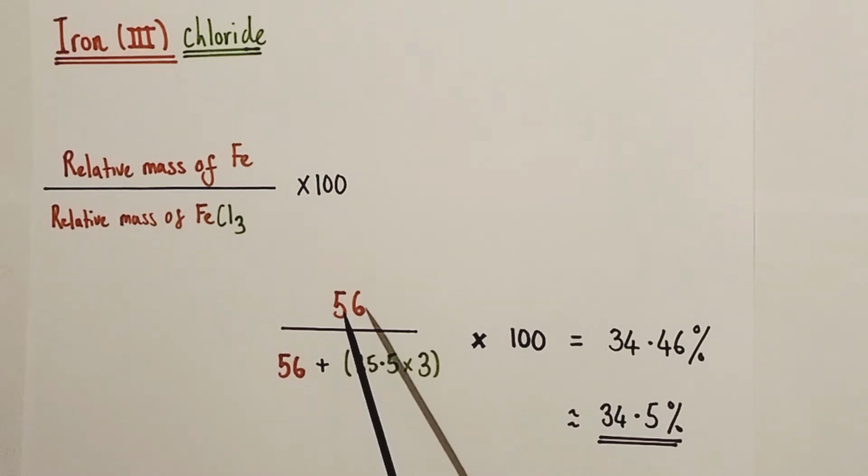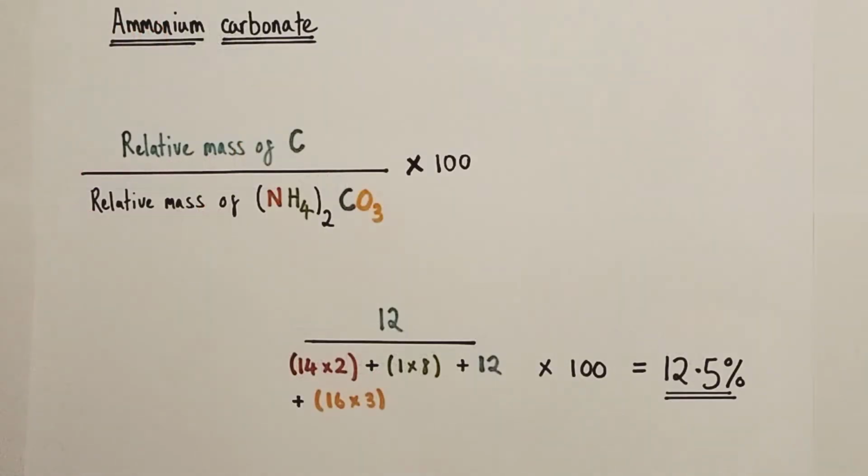And if we type that into our calculator, we get 34.46 as our answer, effectively meaning that 34.5% of the mass of the iron(III) chloride is accounted for by the mass of the element iron. Let's look at one more worked example just to be on the safe side.